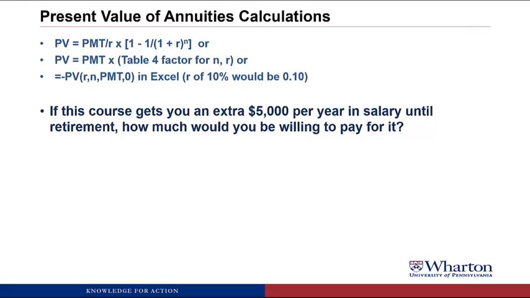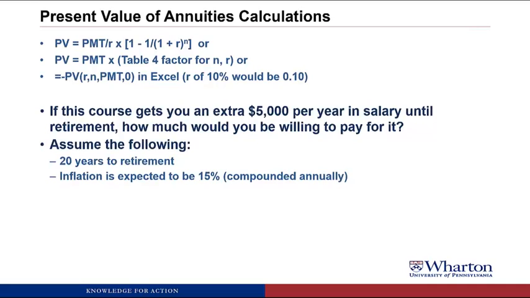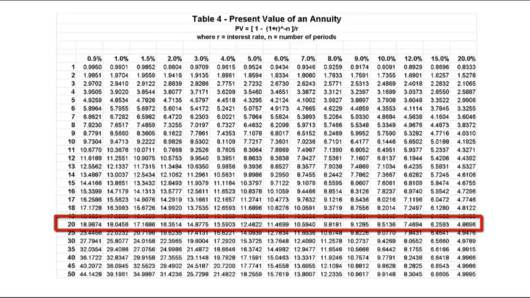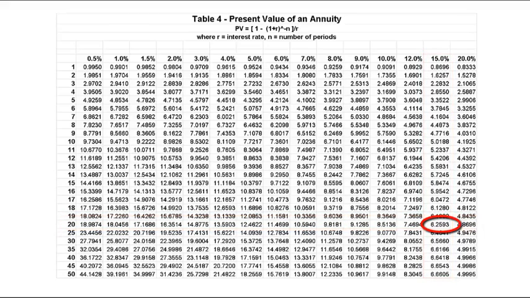So getting back to the question, we're going to assume, again, 20 years to retirement, and inflation is expected to be 15%. So here, the relevant rate that we need to use to compute the annuity is the rate of inflation, because that's what's going to make a dollar 20 years from now worth less than a dollar today. Prices would be going up over the next 20 years by 15% per year. Here is table 4, which is the present value of an annuity table. To do this calculation, we want to go to the row for 20 periods, 20 years, go across to the column for 15%, and the number that we'd want to pull is 6.2593.